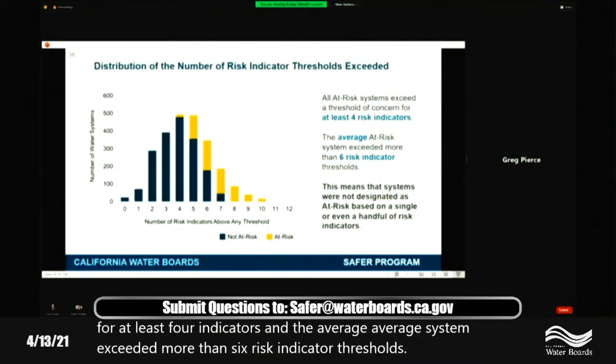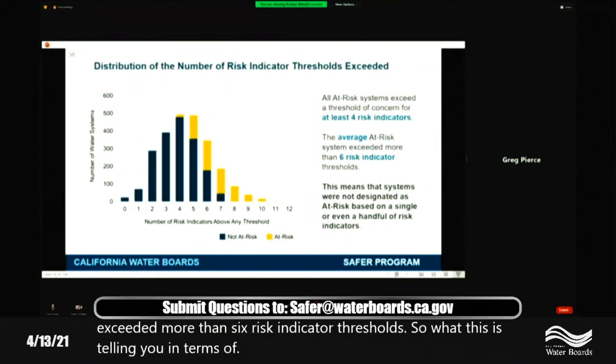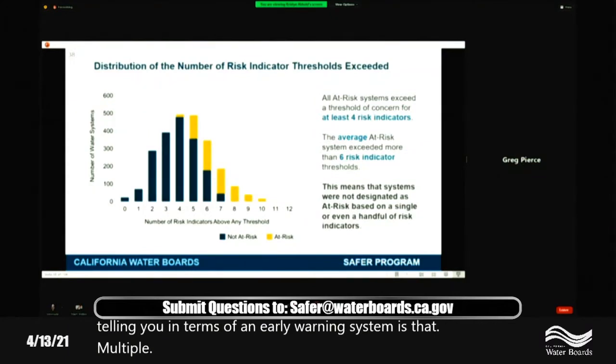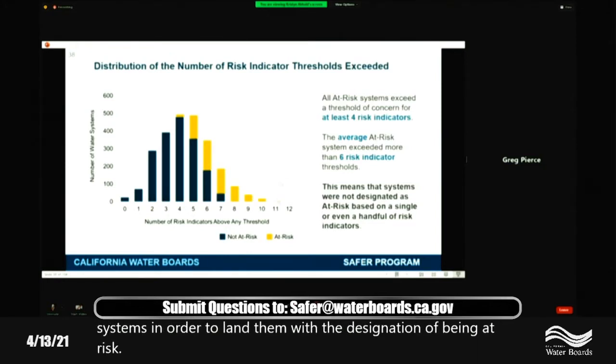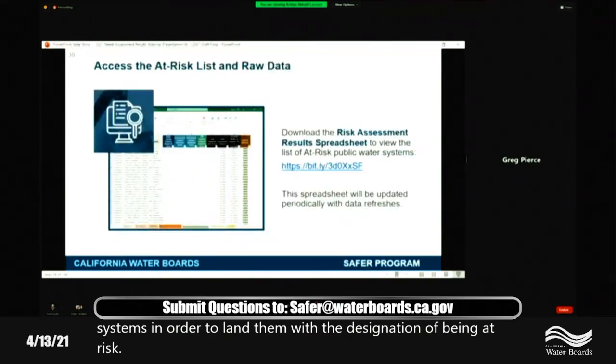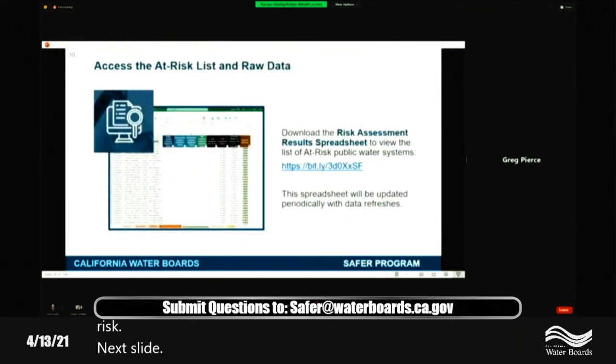So what this is telling you in terms of an early warning system is that multiple warnings, or alarm bells, were going off for at-risk systems in order to land them with a designation of being at risk. Next slide. So that's a brief overview of the results and the methodology on the risk assessment.